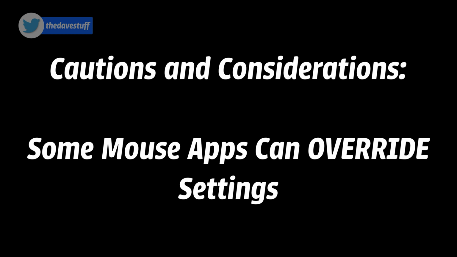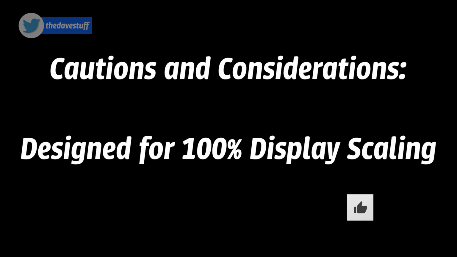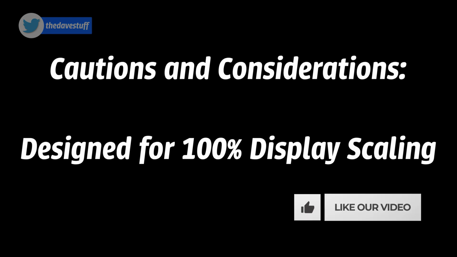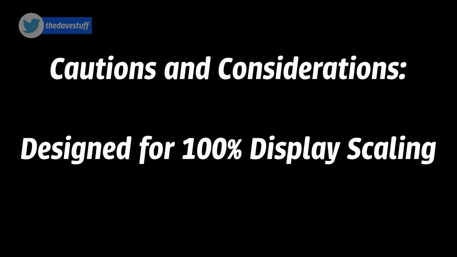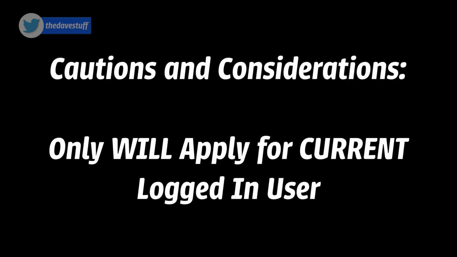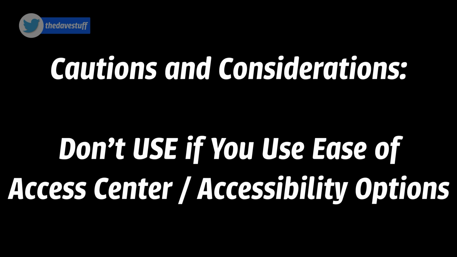1. If you have an app that manages your mouse settings, the app can override the changes from the batch file. 2. This file is specific for 100% display scaling in Windows. If you have different scaling, this will not be ideal for you. 3. This setting will apply for the current logged in user on Windows. If your PC is shared and you need to apply it for other users, simply run the batch file with that signed in user. 4. Don't use this file if you have accessibility options or ease of access center enabled.